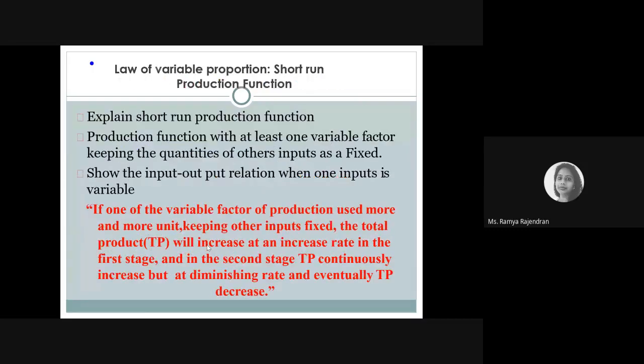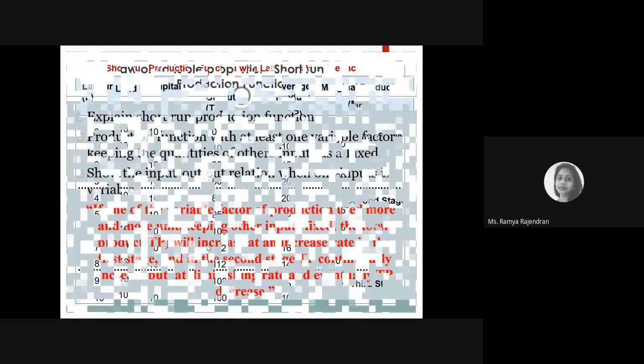Okay. So as I told earlier, the law of variable proportion explains what happens in the short run production function. It's also called the short run production function. Here we will have at least one variable factor, and then we'll have all the other inputs fixed. Okay, so let's see each of this. We'll see the table.